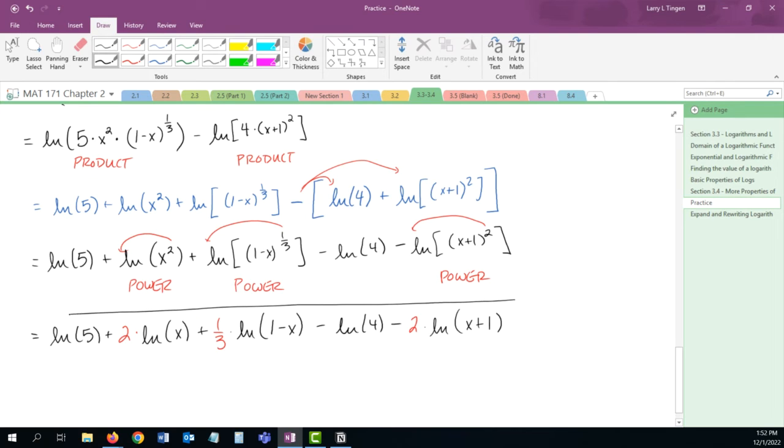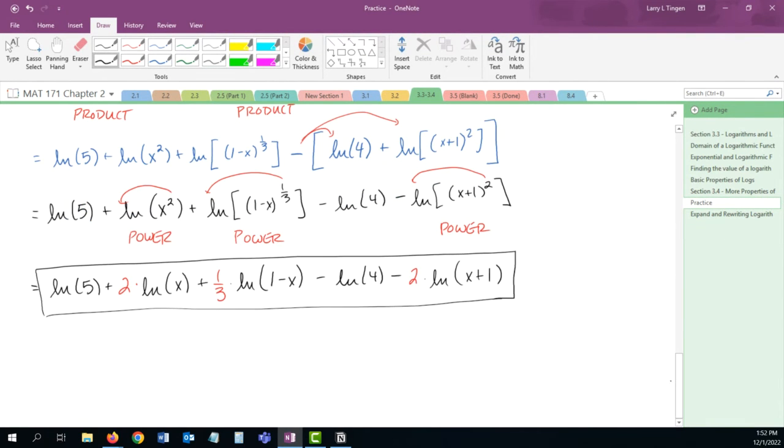Okay. And here I go again with my rectangle, which must mean we're done. Go down your list of things. Are there multiplication, division, or something to a power inside any logs at the end of this problem? Nope. And that means we did it, and we did it right. All right. So we have taken a single log and written it as a sum and difference of simple logs.